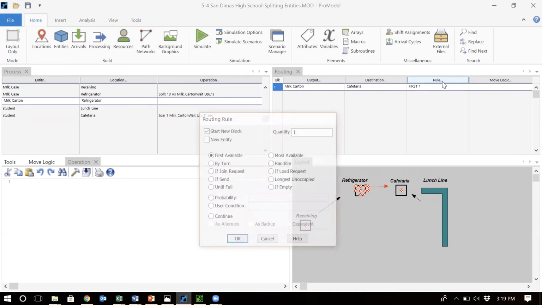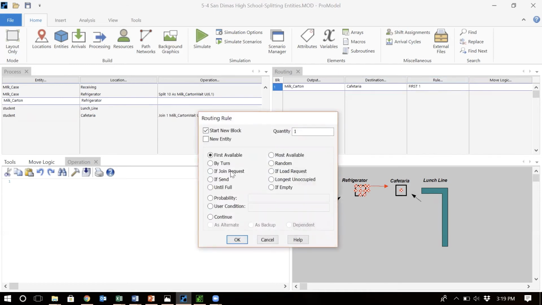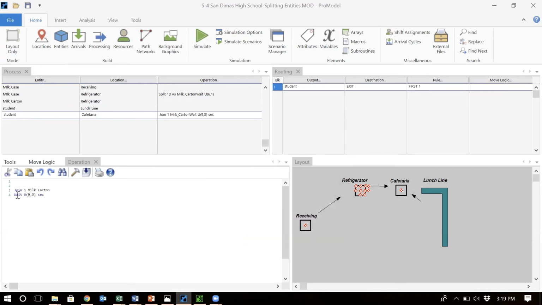And right here on the rule, I have to check if join requested, such that when the student starts the join operation here, then the milk cartoon already knows that it has to join the student. Whenever the join is requested, the milk cartoon is going to join to that entity. Okay, so this will take care of the join operation that happens in the cafeteria when one student and one milk cartoon come together. Student picks up the milk cartoon and they leave the system together.